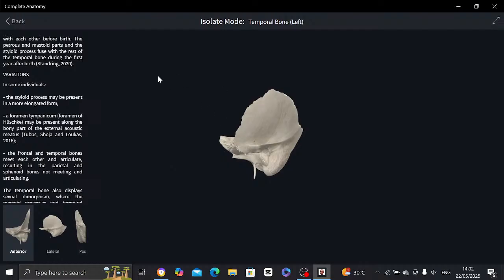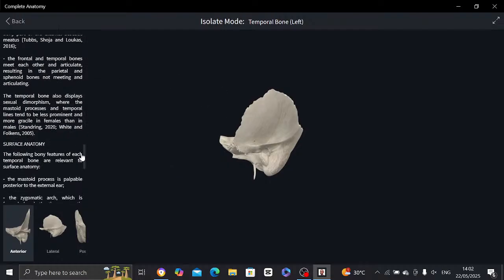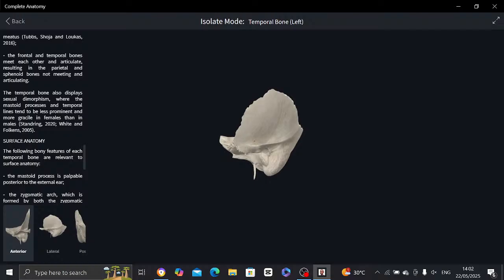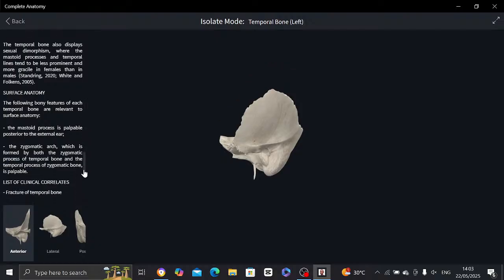Also, the temporal bone has sexual dimorphism. In females the mastoid process tends to be less prominent than in males. So in males the mastoid process seems to be more prominent. At the back of the ear, you can actually palpate the mastoid process just posterior to the pinna, the external ear. So we can actually palpate the mastoid process.